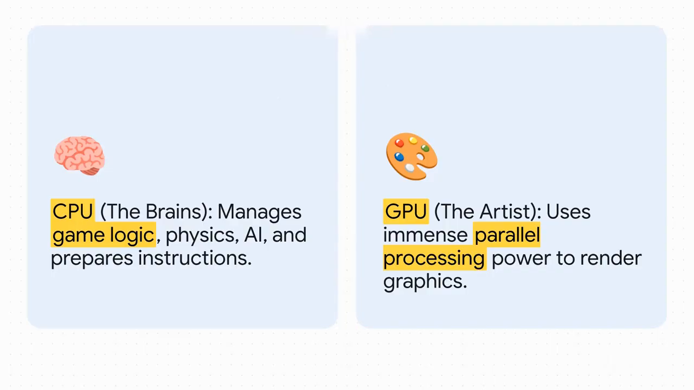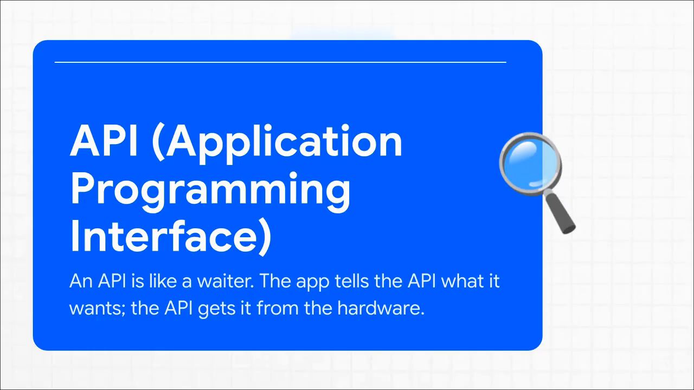To get this, you gotta meet the two main players inside your PC. On one side, you've got the CPU, the central processing unit. Think of this guy as the brains of the whole operation. It's juggling the game logic, the physics, the enemy AI. It's the part that's figuring out what needs to happen. And on the other side, you have the GPU, the graphics processing unit. This is the artist, a total powerhouse built for one thing and one thing only: drawing things, and drawing them unbelievably fast.